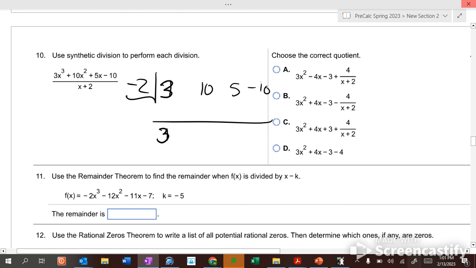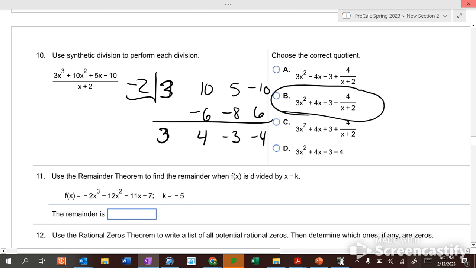All right, so we'll do this again. Negative 6, 4, negative 8, negative 3, 6, negative 4. So it's 3, 4, negative 3, negative 4. Kind of looks like this one, right? Yep, it is.